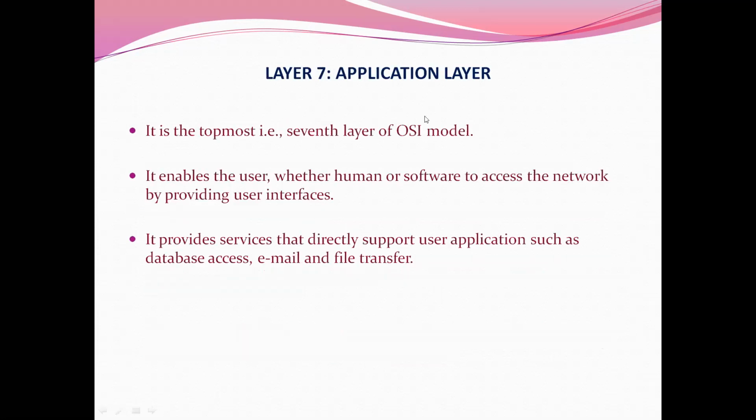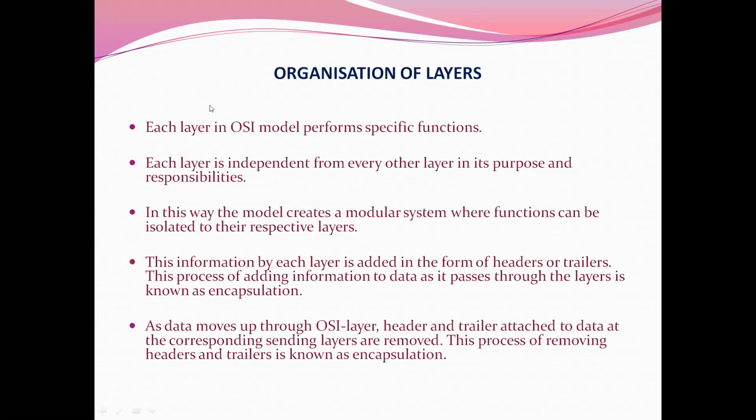First I will discuss layer 7, the application layer. Why am I explaining layer 7 instead of layer 1? Because on the sender side, the message flows from the high level to the lower level, and as the message passes from the higher level to the lower level, headers and trailers are added to that data. So first we will see the application layer. This application layer is the topmost, that is the 7th layer of the OSI model. If you look at the figure, this is the 7th layer.